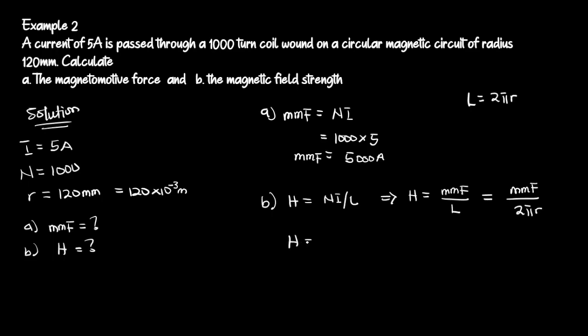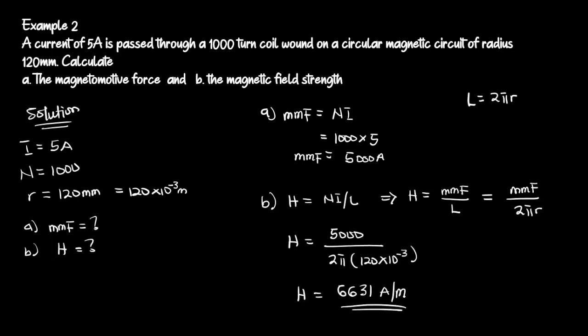So my magnetic field strength is equal to the MMF I've already calculated, 5,000, or you can just use 1,000 multiplied by 5, all over 2 pi multiplied by the radius, which is 120 times 10 raised to the power minus 3. If I compute 5,000 divided by 2 pi multiplied by 120 times 10 raised to the power minus 3, it will give me 6631 amperes per meter as my answer for this particular problem.